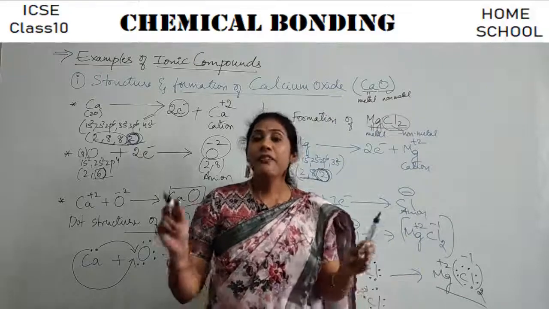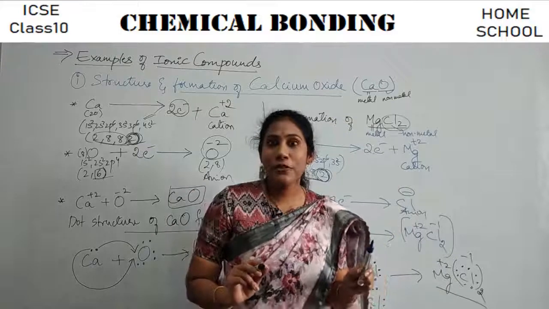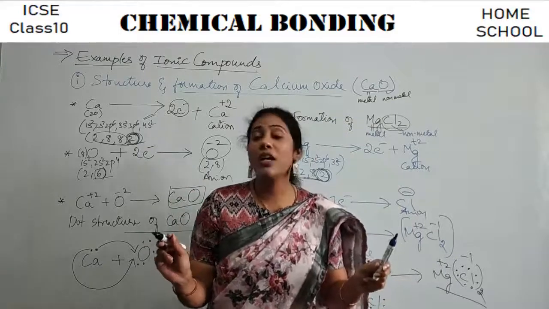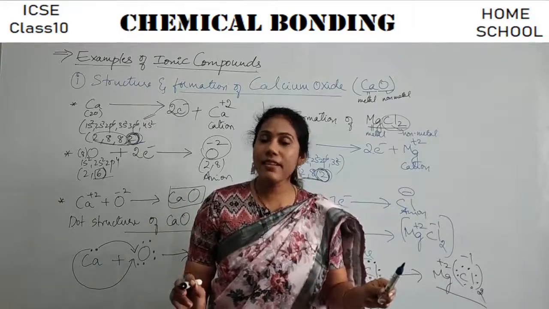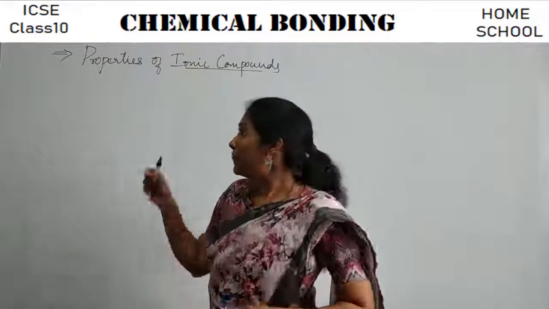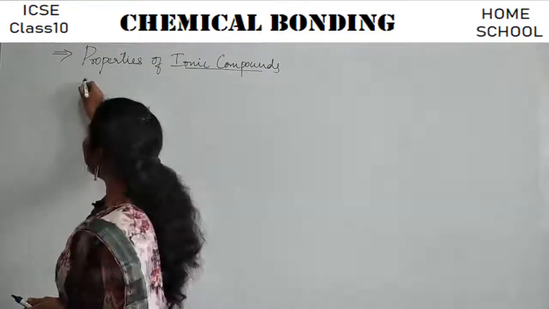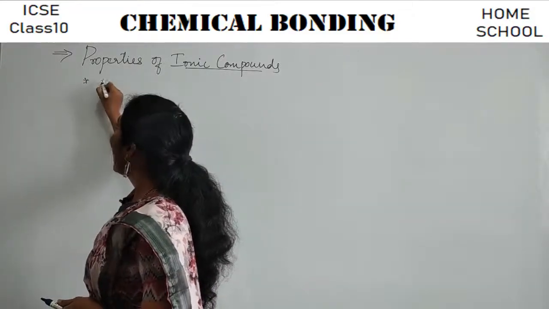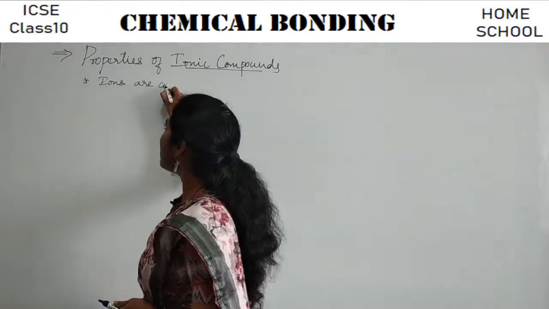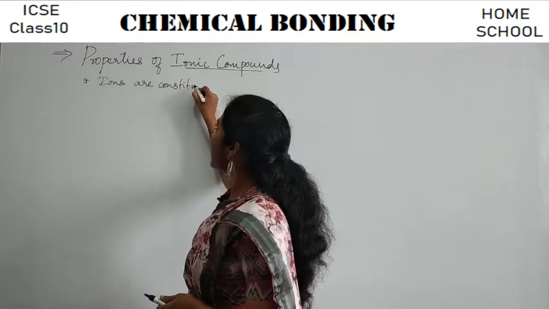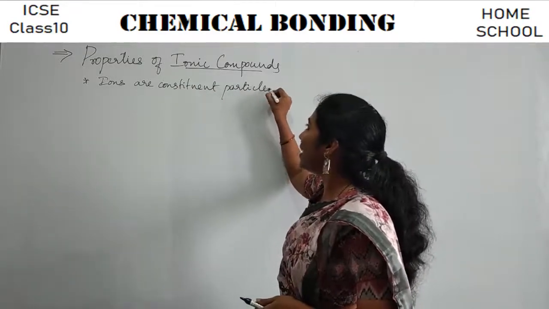And now, we will study the properties of ionic compounds. What is the nature of ionic compounds? How do they behave? What are their characteristics? Everything we discuss. Coming to the properties of ionic compounds, first and foremost, try to remember here, ions are the constituent particles. Yes or no? So the entire compound is made up of ions only.